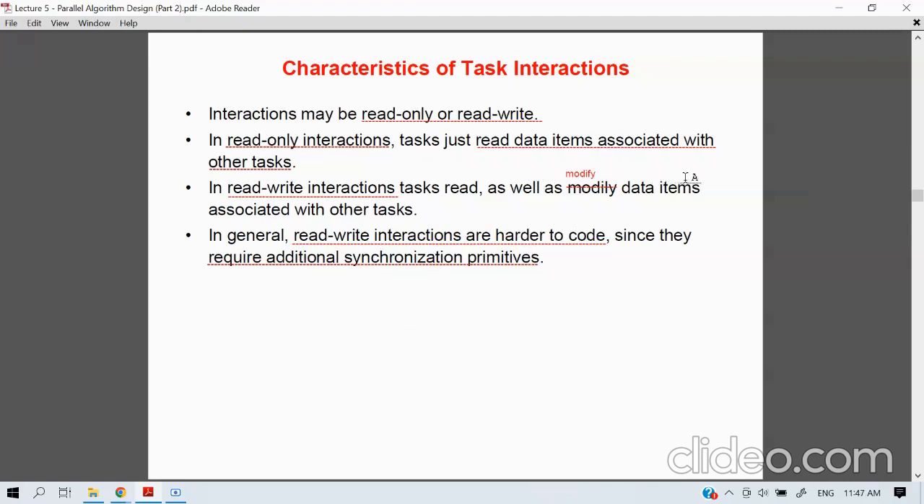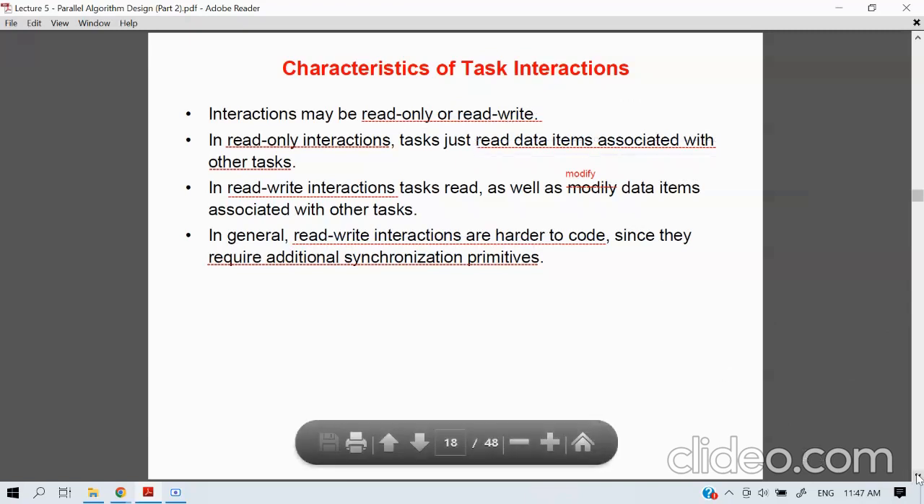If you imagine we deal with a database, when we want to read the data, we just use select star and so on. When we want to write the data, not only do we need to select star, but we need to use another command such as update or delete, because we want to modify the data itself. Okay, so that one is the characteristics of task interaction.